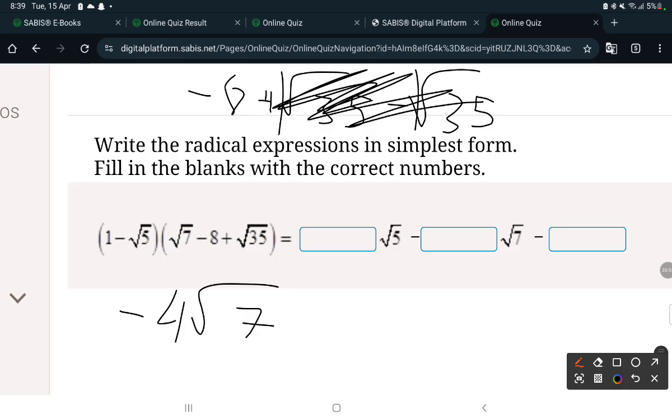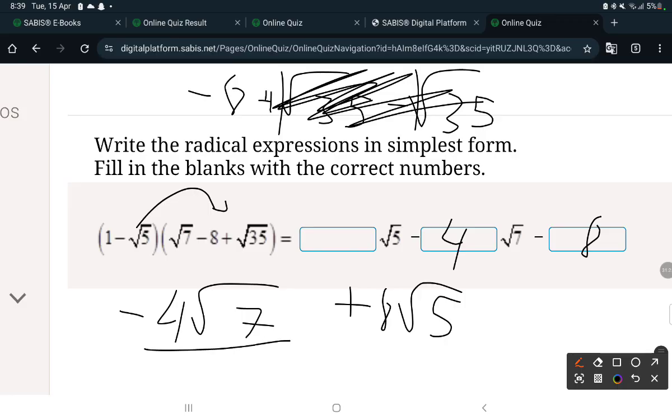Wait, no, I'm forgetting something. Okay, wait, so here it's going to be an 8, minus 4 radical 7. There's supposed to be a... Oh yeah, my bad. We multiplied minus 8 and minus radical 5 to get plus 8 radical 5. Okay, so we got minus 4 radical 7.